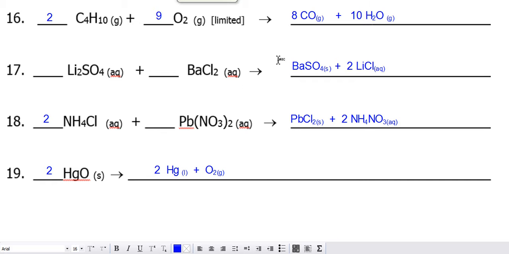Double replacement, barium sulfate's insoluble, so I got a solid there. Double replacement, lead chloride's insoluble, so I got a solid there.